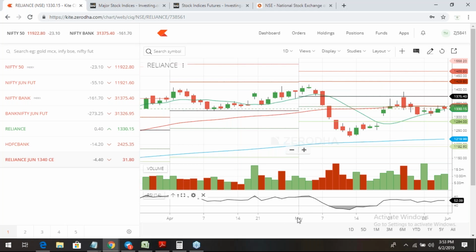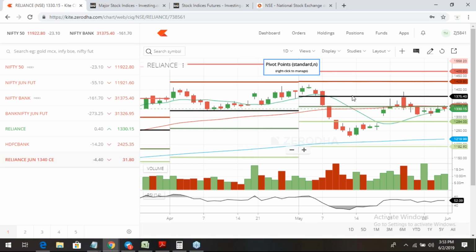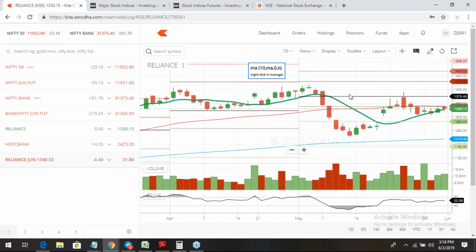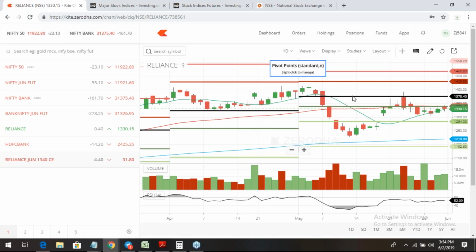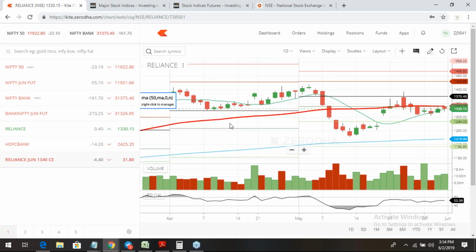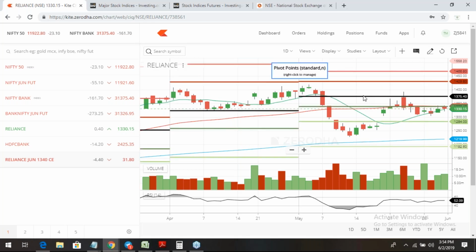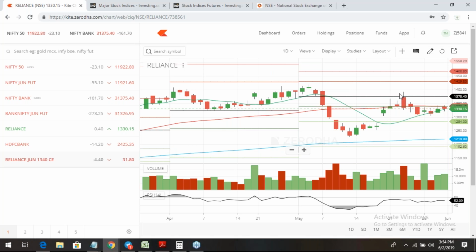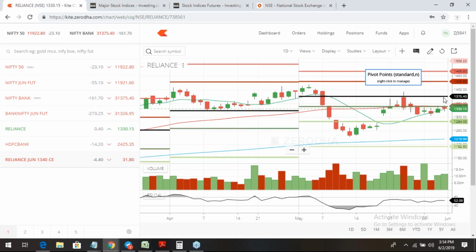This is the month of May, April, May, June, right? So on day 1, the 1st of May, you have to see these 7 lines. So what does this black line mean? Average price of the previous month. Day 1 to day 30, what is the average price? So this is the average price, right? 1375. Now tomorrow we'll see a different pivot point, because tomorrow is the first day of June, right?